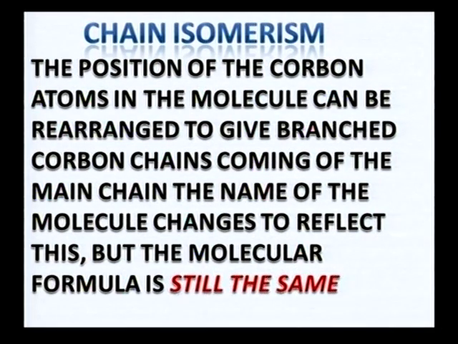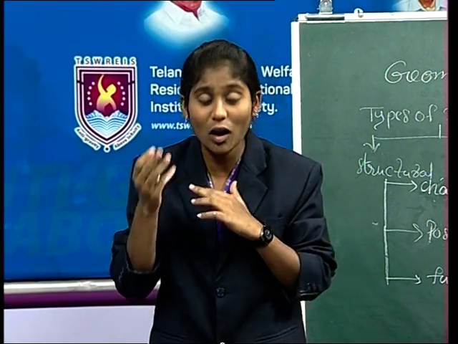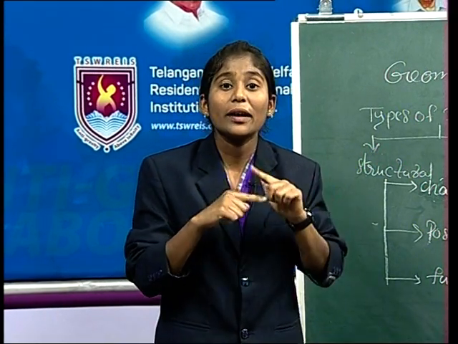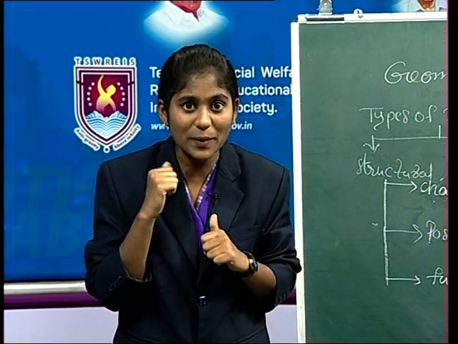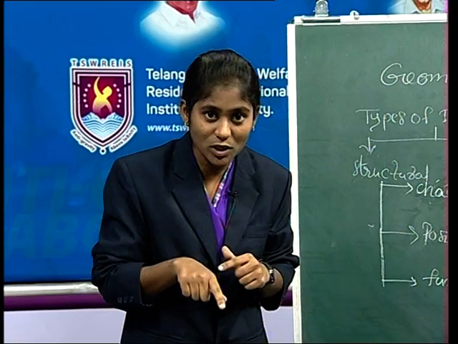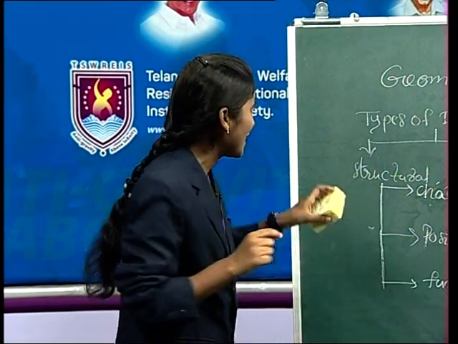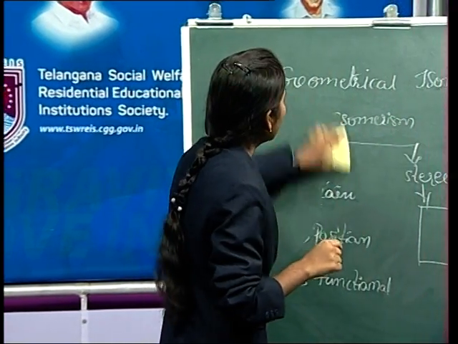You must concentrate on this. Here the chain isomer is nothing but the rearrangement of the carbon atoms in the molecule to give branched carbon chains coming off the main chain. The name of the molecule changes to reflect this, but the molecular formula is still the same. So what is the example of this?